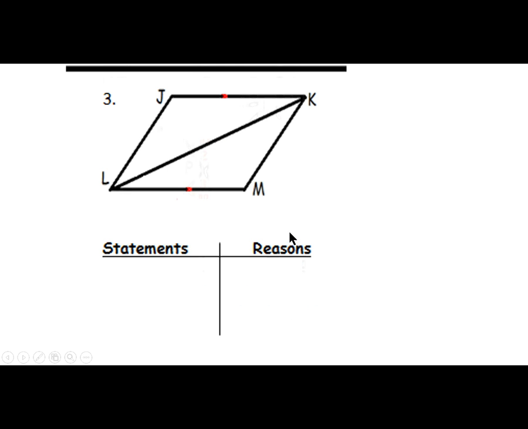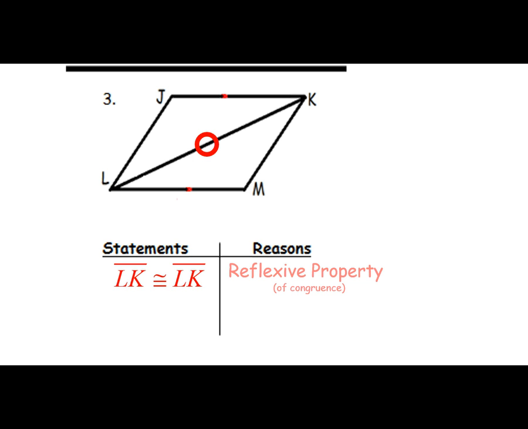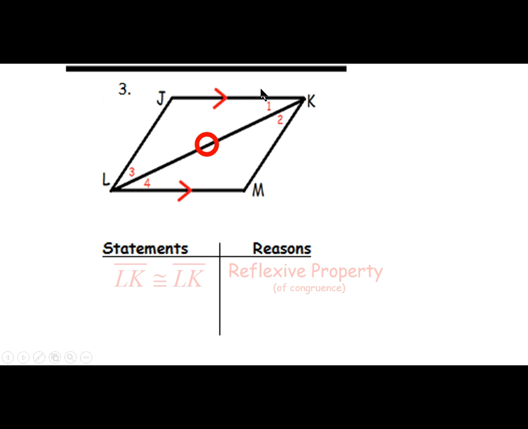Finally, the last one. We might be given a picture like this, and the thing that's new here is, aside from segment LK being congruent to itself, yes, that's true, but that's not what we're focused on here. We're going to make that sort of disappear. What we want to focus on in this picture is that the top line and the bottom line are parallel. That's what those arrows represent.